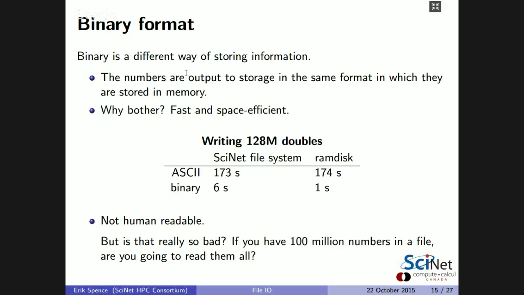All right, let's talk about binary. This is where we're going. You're going to take your multi-gig text files and put them into binary. And this is why. The numbers in binary, as I said before, you're just taking your block of memory and dropping it to file. Straight up. It's fast and it's space efficient. If we're on the SciNet file system, which is as fast as you're going to get, ASCII takes 173 seconds to write 128 million doubles. Binary takes 6.